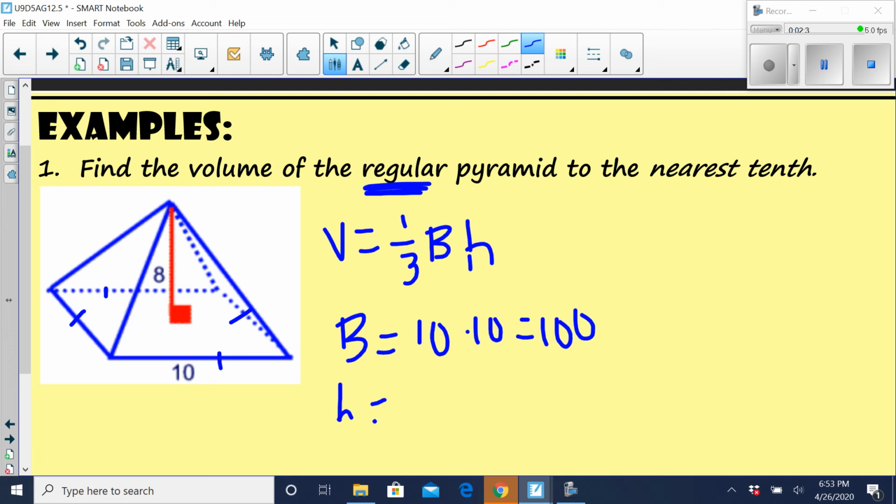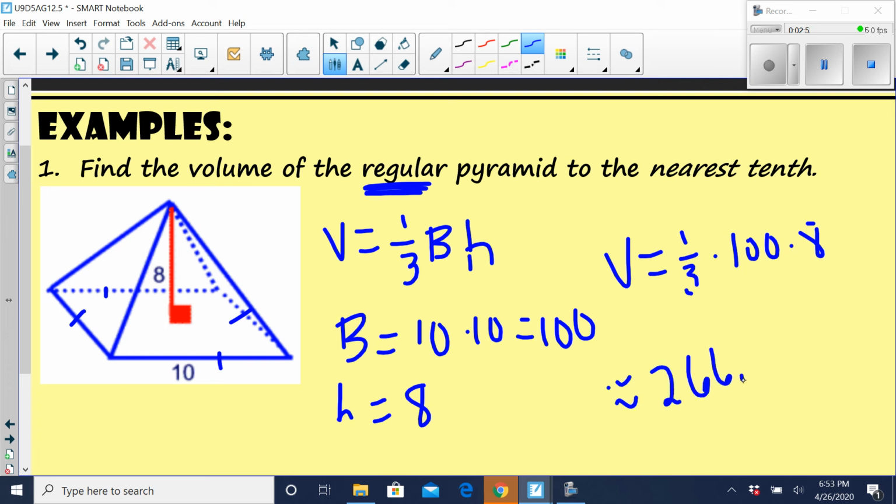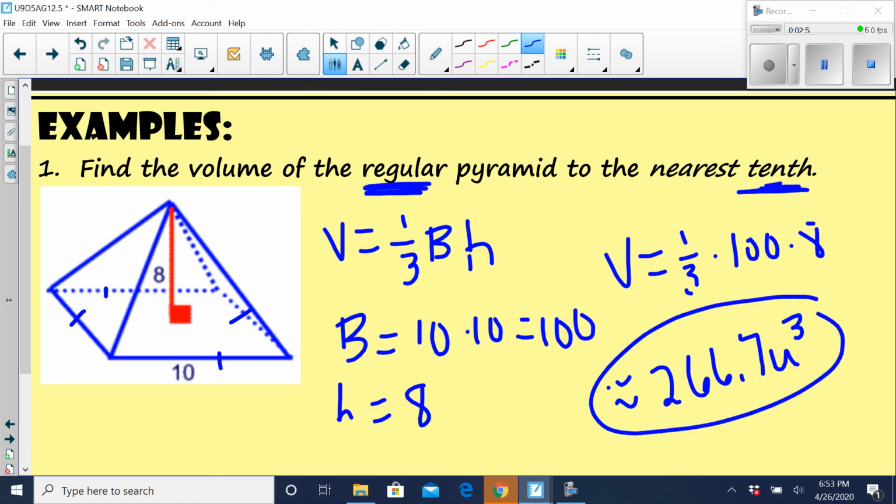The height of this figure is 8. So when I calculate the volume, I'm just going to go 1/3 area of the base times the height. Okay, and like I said, you can either multiply by 1/3, or I could take 100 times 8 and get my 800 divided by 3. I'm going to get approximately 266.66, so I would round it to 266.7 because it says nearest tenth, and we're just going to label this units cubed. Okay, now that was a very basic example.